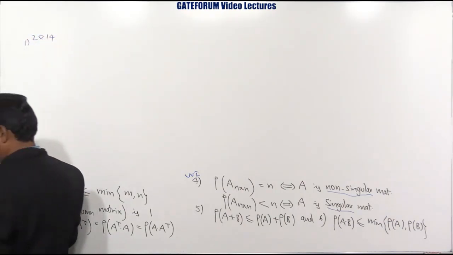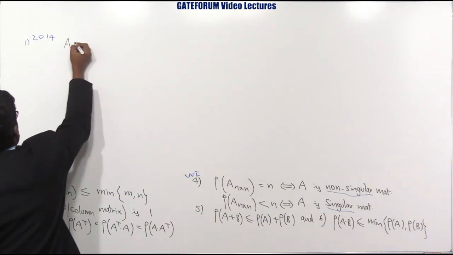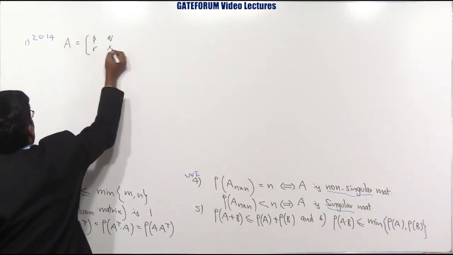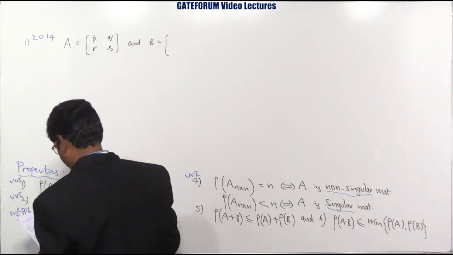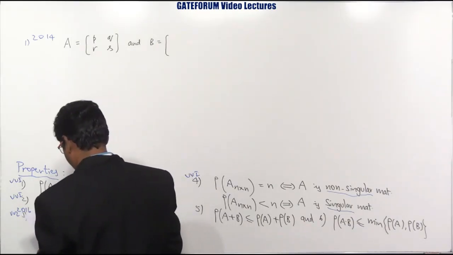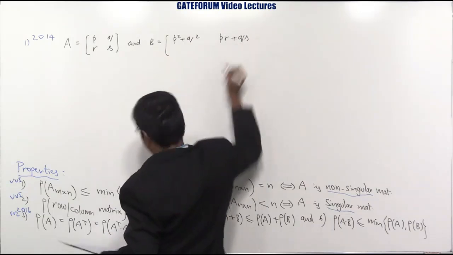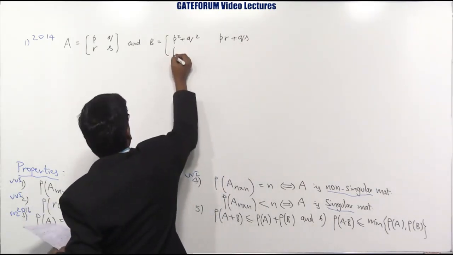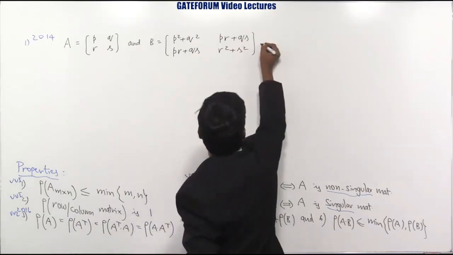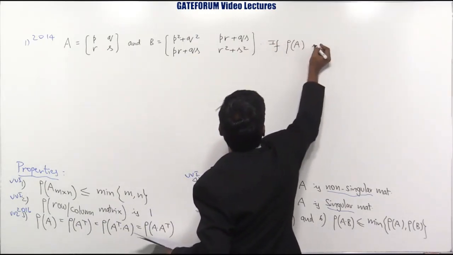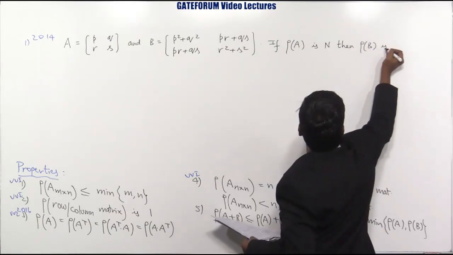2014. A is equal to the matrix with rows P, Q and R, S. And B is equal to the matrix with rows P square plus Q square, PR plus QS, and PR plus QS, R square plus S square. If rank A is N, then rank B is what?